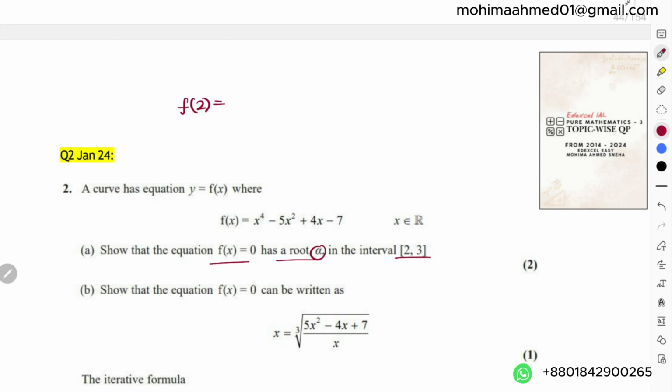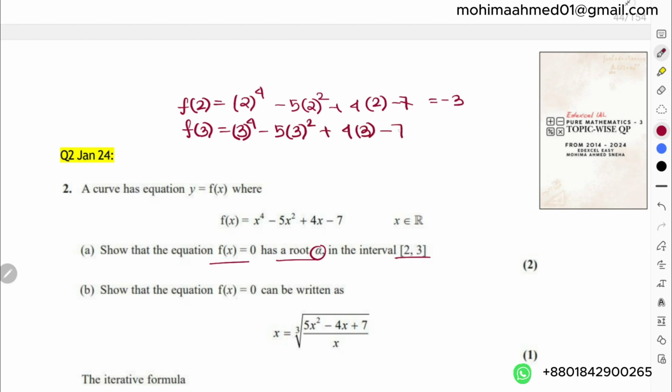F2 is just going to be 2 power 4 plus 5 times 2 squared plus 4 times 2 minus 7, which is actually minus 3. And then again F3: 3 power 4 plus 5 times 3 squared plus 4 times 3 minus 7, and that is 41. So I can see there's a change in sign from minus to positive, so obviously it must lie within the range of 2 and 3.